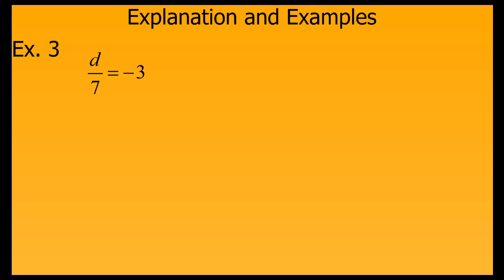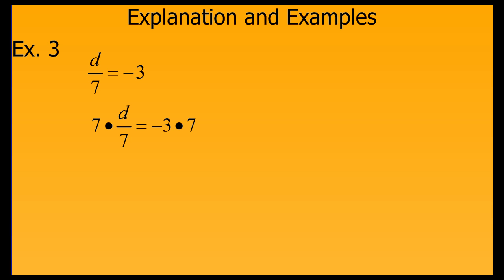In this third example, notice how the variable is in the numerator of a fraction. Recall that the fraction bar is another way to write division, so this is really telling us that the variable d has been divided by 7. We want to do the inverse or opposite of dividing by 7, so we'll multiply both sides of the equation by 7.